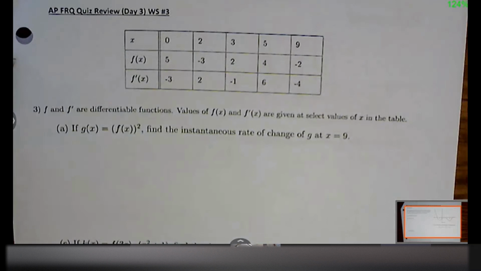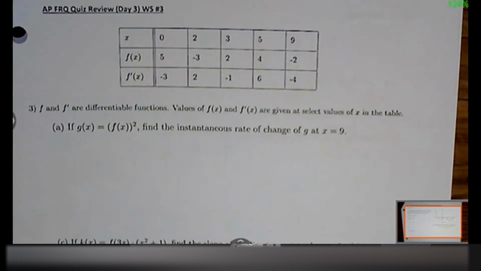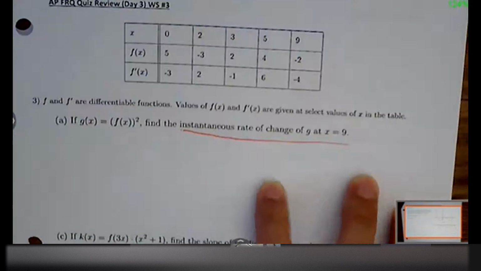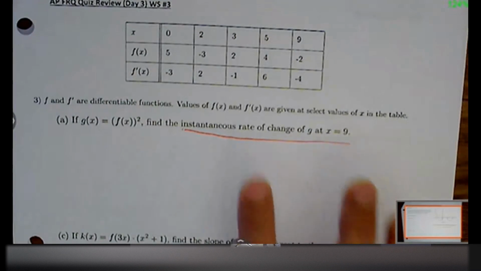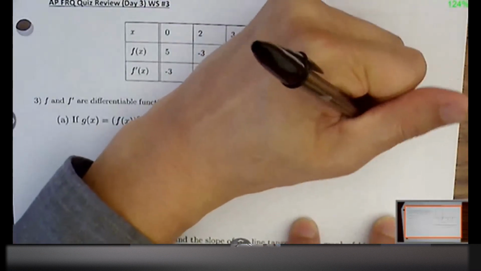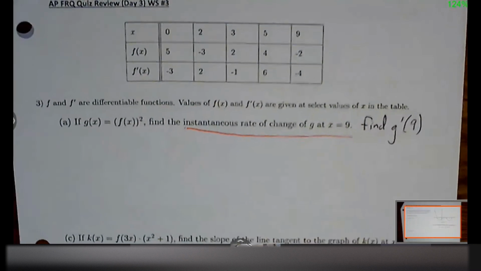Okay, f and f prime are differentiable functions. Values of f and f prime are given. G of x equals f of x squared. Find the instantaneous rate of change of g at x equals 9. So, what is this saying? So f prime is 9? Close. G prime, right? G prime of 9. Yeah. Find g prime of 9. Yeah, just a fancy way of saying, tell me the slope at that point.